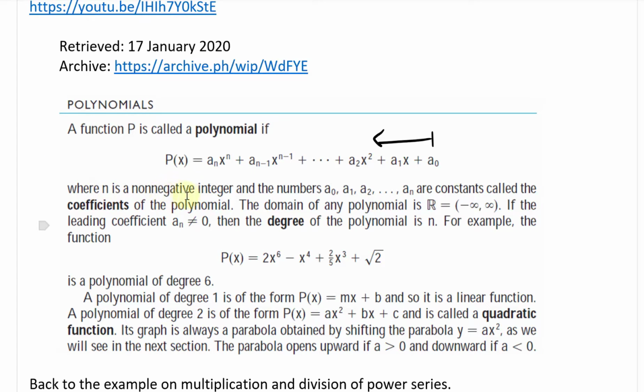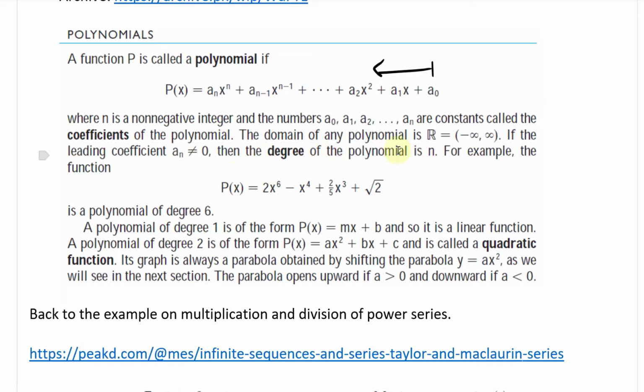Here n is a non-negative integer, and the numbers a0, a1, a2, all the way to an are constants called the coefficients of the polynomial, similar to the coefficients of the power series. And the domain is infinity, because you could put any x value inside. So the domain is the set of all real numbers, negative infinity to infinity. If the leading coefficient an is not equal to 0, then the degree of the polynomial is n. For example, for a function like this, the highest power, the leading one, is going to be 6. So that's a degree 6.